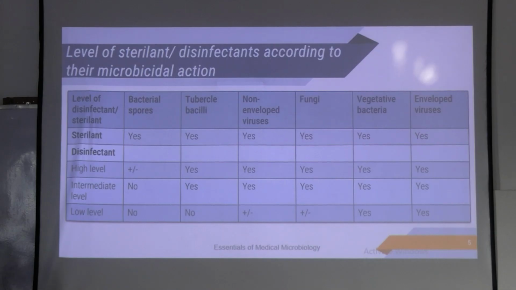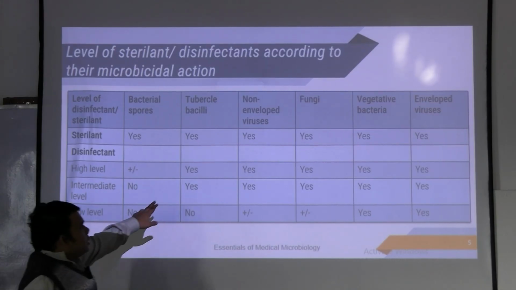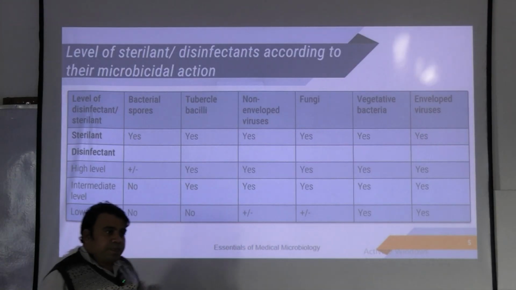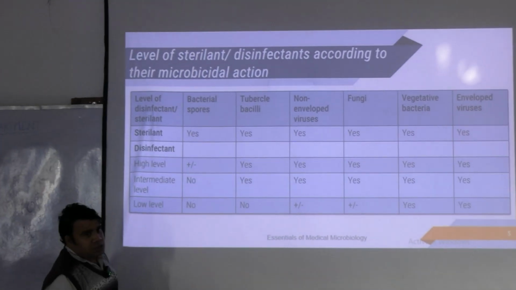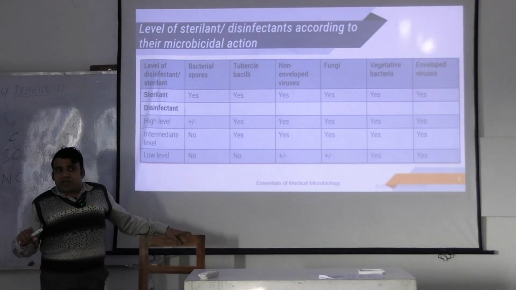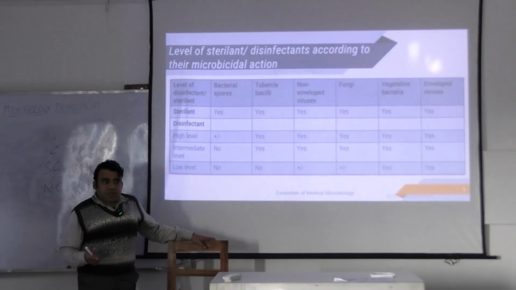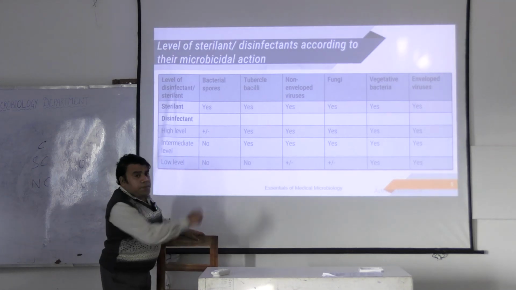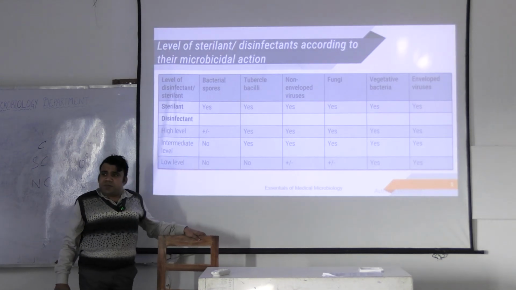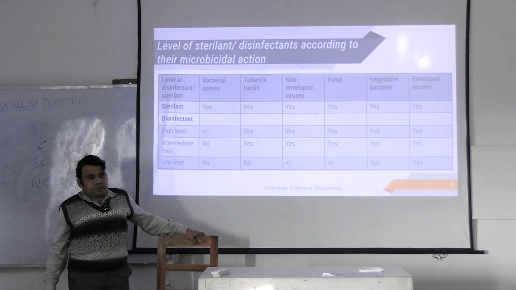Among the disinfectants, the high level disinfectants may or may not have action on bacterial spores depending on the concentration and duration, but they do have action on tubercle bacilli and all. Intermediate level disinfectants are used especially to treat tubercle bacilli. Lastly, low level disinfectants will have action predominantly on vegetative bacteria and enveloped viruses. Okay.